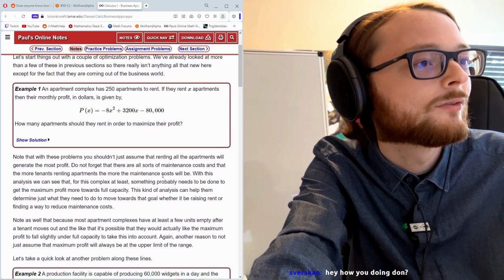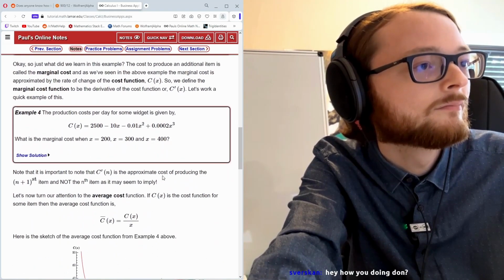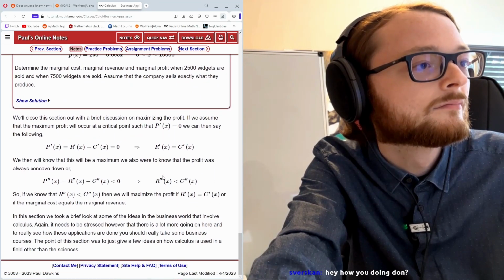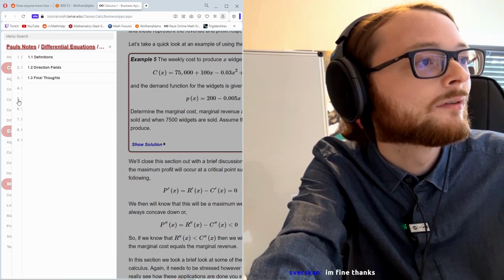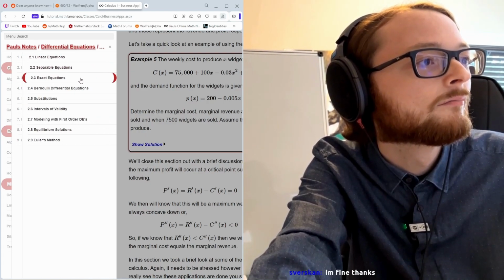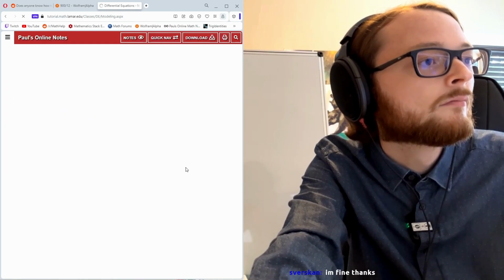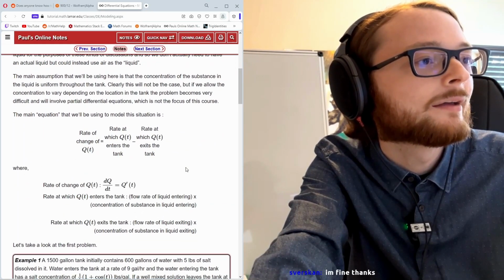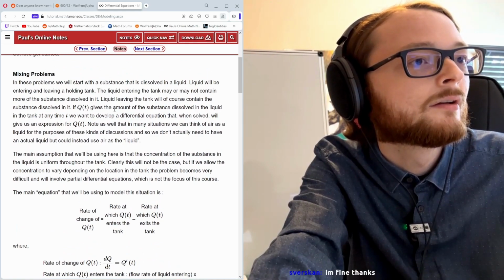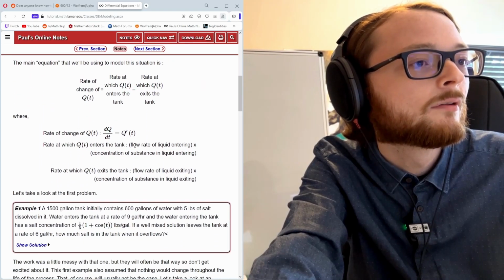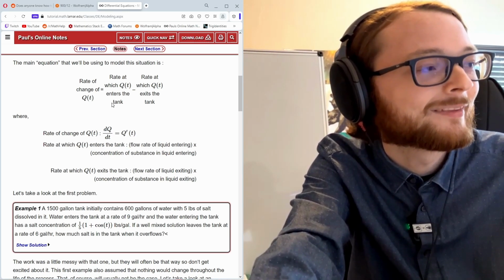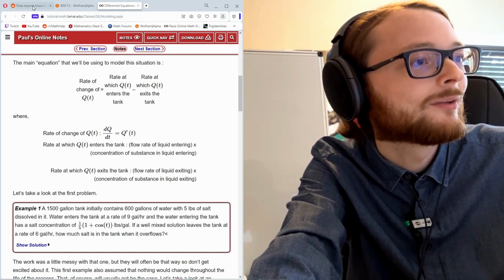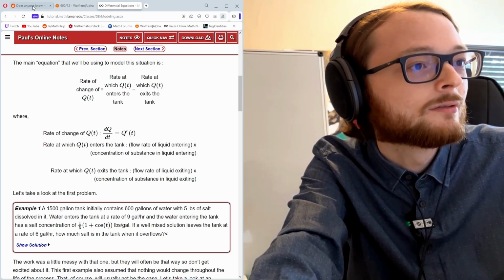Wouldn't be in business applications. Maybe in differential equations. Here we go. Okay. And Q of T is the actual amount. Flow rate times concentration. Okay, that's good to know. That's all I really wanted to find out, which is how we express it in terms of amount or concentration. It's going to be concentration.